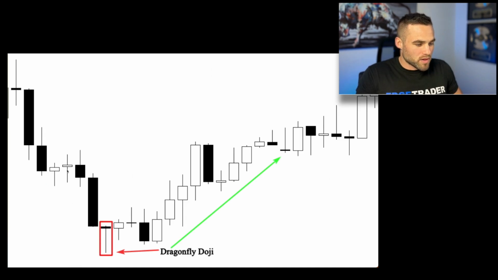So you can see an example of this playing out. We had this really small body with this really long wick, and basically sellers tried to go down here and ultimately they couldn't, and price starts to move back upwards.